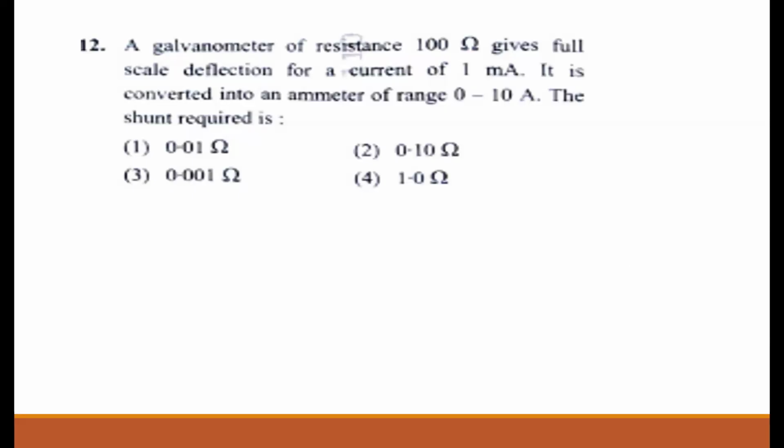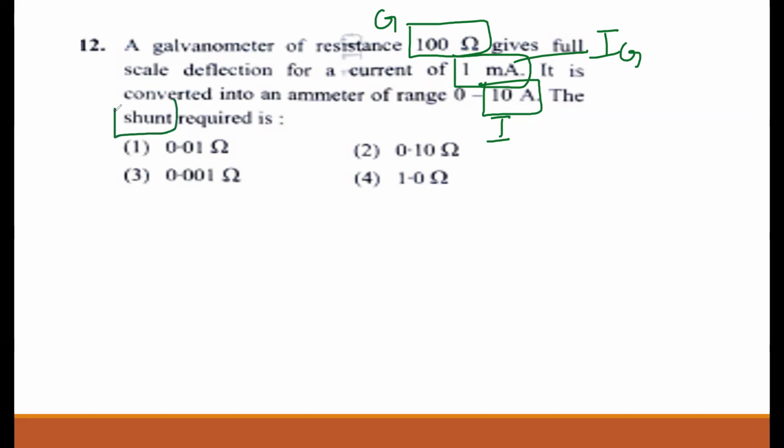Now we'll learn about the 12th question here. A galvanometer of resistance 100 ohms gives a full scale deflection for a current of 1 milliampere. So here the current in the galvanometer, that is Ig, is equal to 1 milliampere, and the galvanometer resistance G is 100 ohms, and the total current I is 10 amperes because it is showing the full scale deflection. So to convert a galvanometer into an ammeter, we have to connect a shunt resistance S.